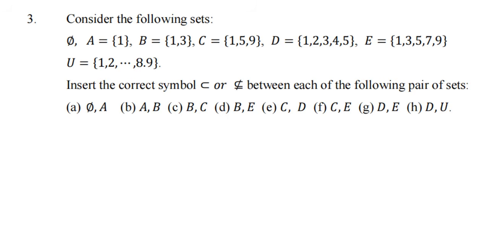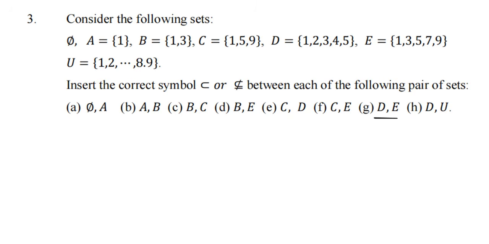Then we're going to use this symbol actually. Nothing is even a subset of each other. Then we've got C and E. C is a smaller set and E is a bigger set. Everything that is in C is also in E. We've got 1 there, we've got 1. We've got 5 there, we've got 5. We've got 9 there, we've got 9. So C will also be a subset of E.